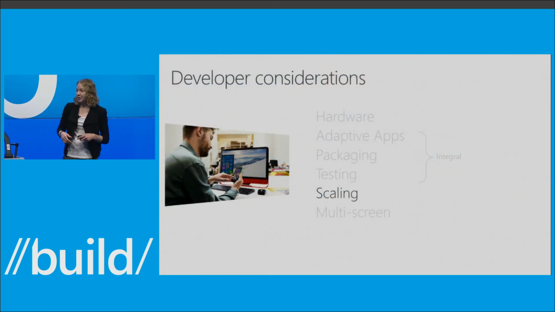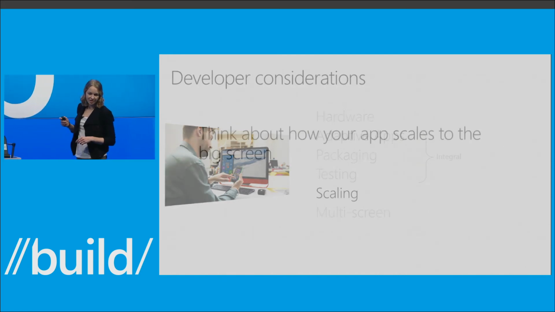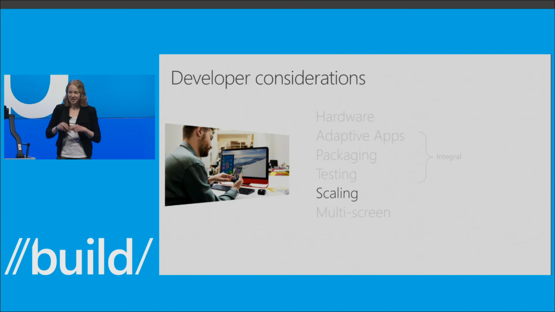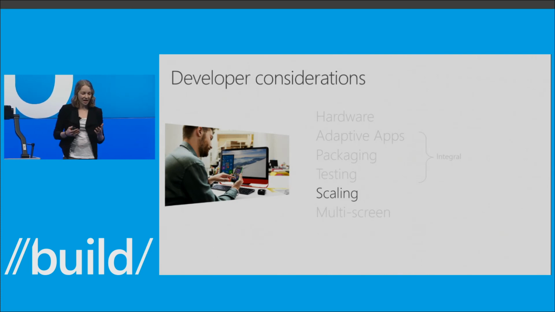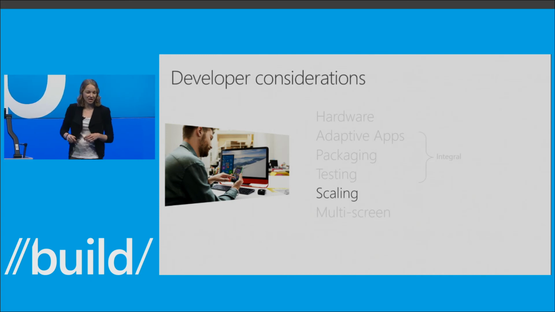OK, so let's talk a little bit about scaling. And by scaling, I mean, how do you make sure that you have the right assets to make your app be pixel perfect on any given screen? And the reason this isn't integral to your success on Continuum is because our phones today have very high resolutions. And so any assets that you provided for the phone will actually look pretty good across any display size. But we'll still dive into detail.